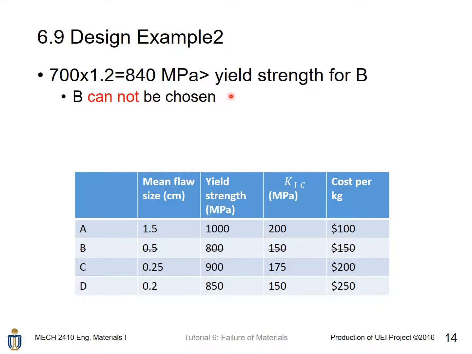The first thing we can exclude is alloy B. It is because when we consider the safety factor, which is 1.2, times the applied stress, it has already exceeded the yield strength for alloy B. Therefore, we have already excluded one choice. Therefore, B cannot be chosen as the alloy used in this design.